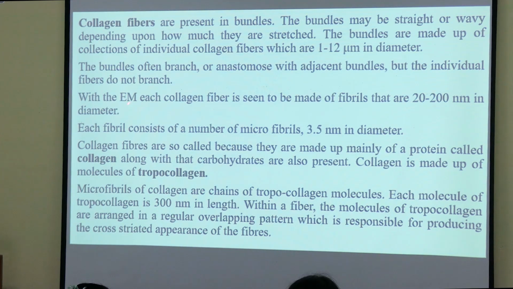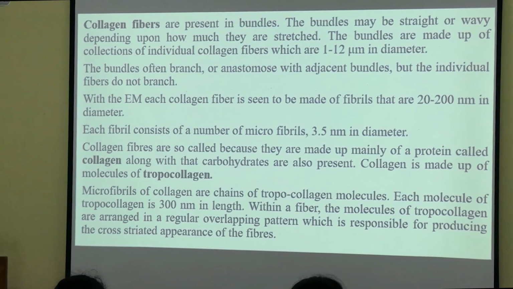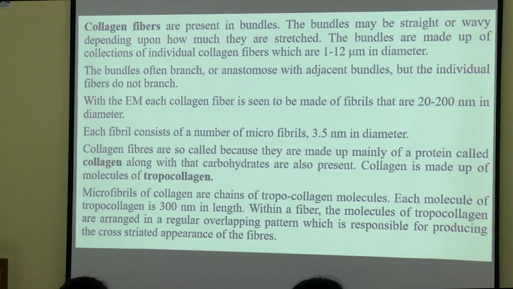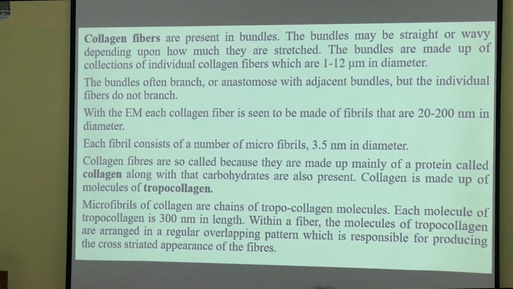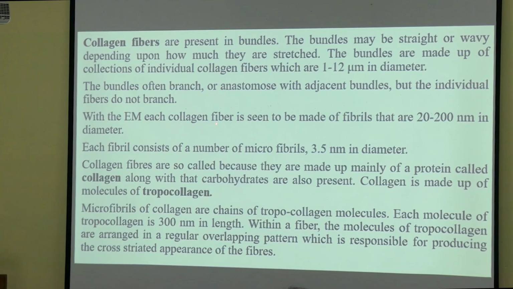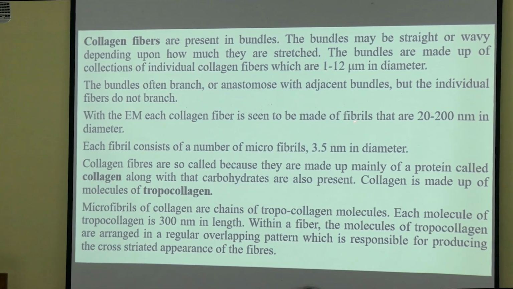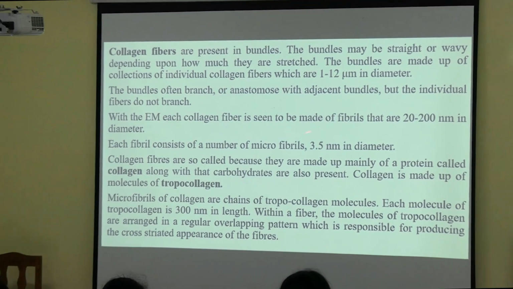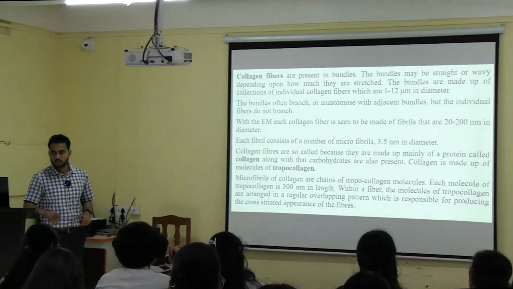Next, with the electron microscope, each collagen fiber is seen to be made up of fibrils having a diameter of 20 to 200 nanometer. What is the meaning of this? For that I have shown you the electron microscope image. With the help of a compound microscope you can see the bundles. Beyond that you can't see anything. If you want to see beyond that, you need an electron microscope. With the electron microscope you can see that each individual collagen fiber is made up of fibrils, and this fibril has a diameter of 20 to 200 nanometer.